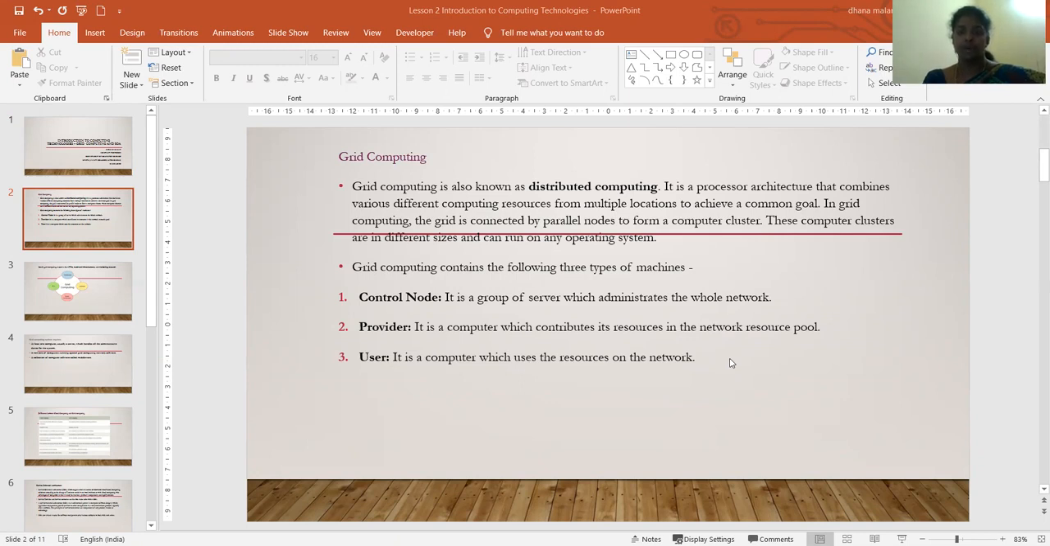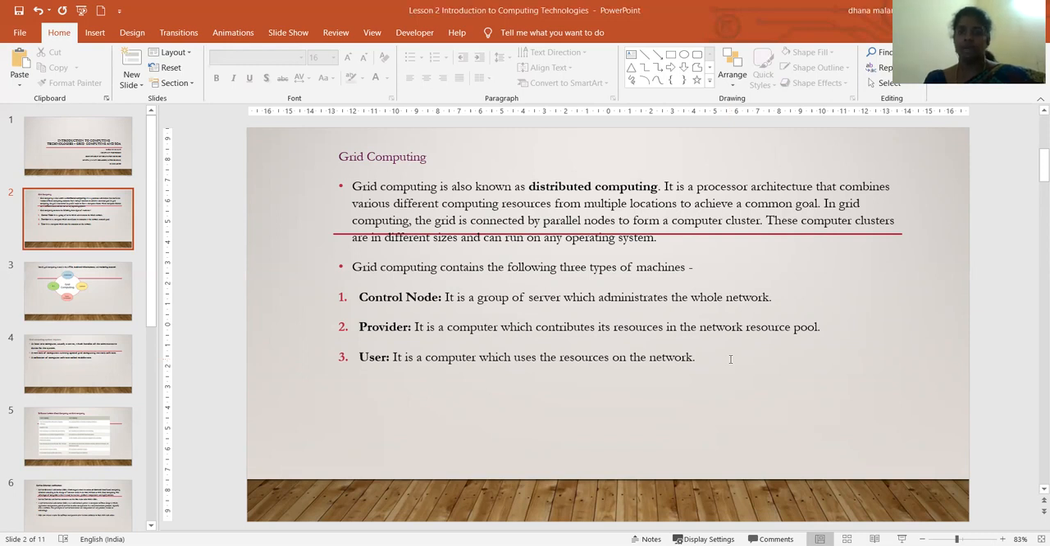Computers on the network contribute resources like processing power and storage capacity to the network. Grid computing is a subset of distributed computing where a virtual supercomputer comprises machines on a network connected by some bus, mostly Ethernet or sometimes the Internet.